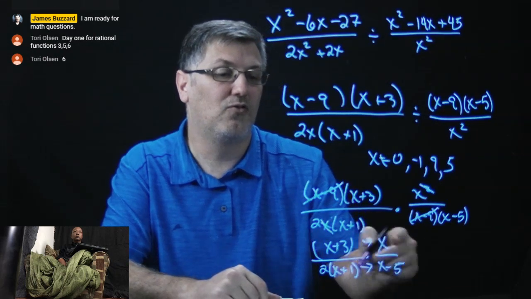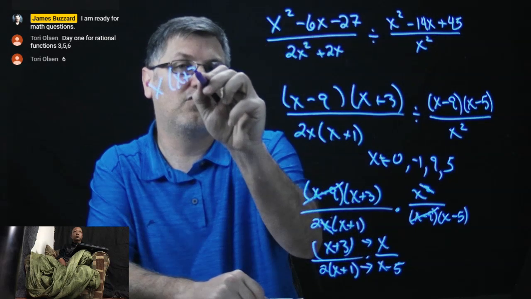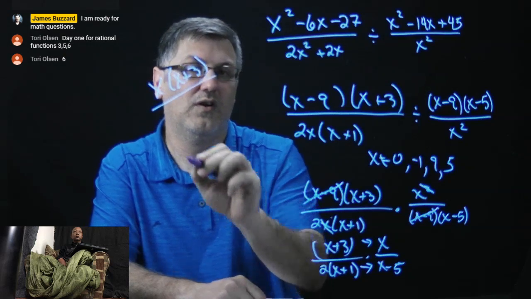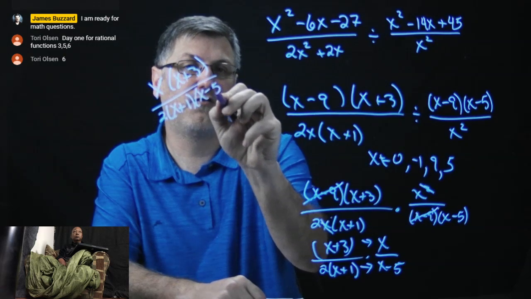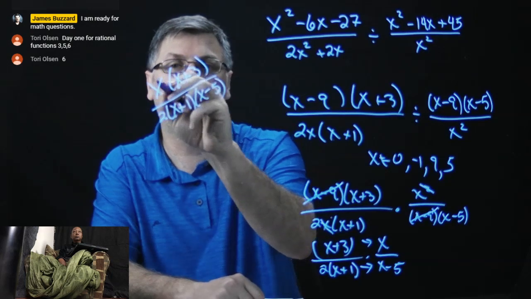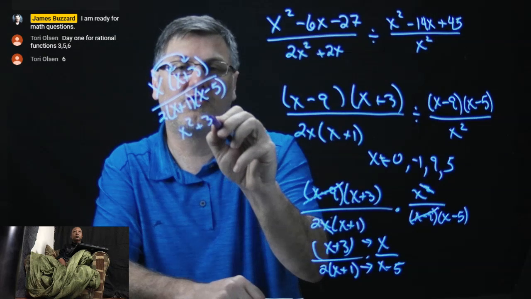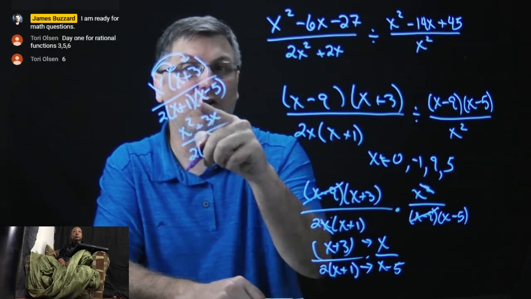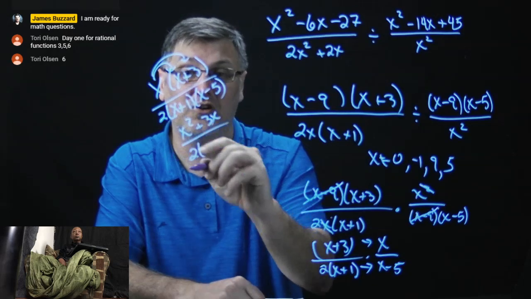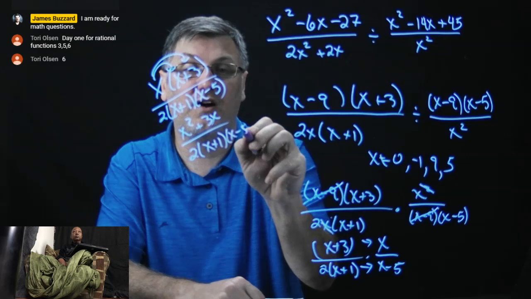And that's simply going to give me an answer of x times x plus 3 all over 2 times x plus 1, x minus 5. Now you can clean this up by distributing this if you want and have x squared plus 3x and then FOIL the bottom, but I don't really care. If you can get to this point right here, you're good. So that's 2x plus 1 and x minus 5.